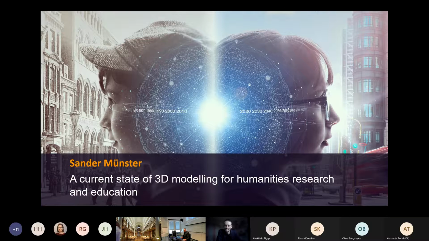University of Lapland. So I really ask you to be strict in your timetable, because you have 20 minutes, and please keep the 20 minutes. But I will tell you when your time is finishing. So we can start with Sander Münster, a current state of 3D modeling for humanities research and education. Sander, the floor is yours, please.